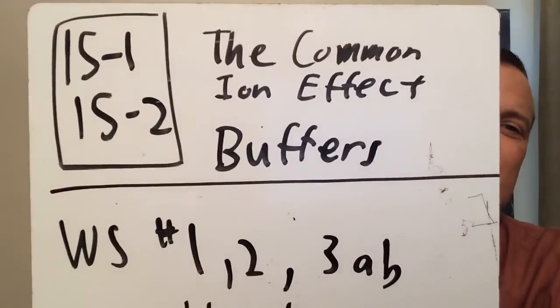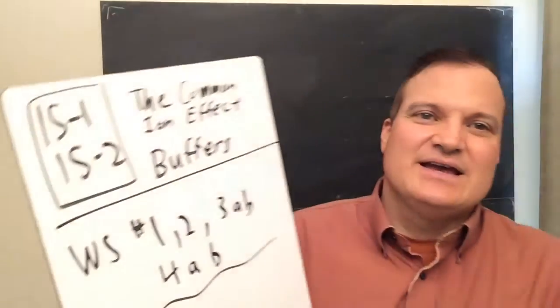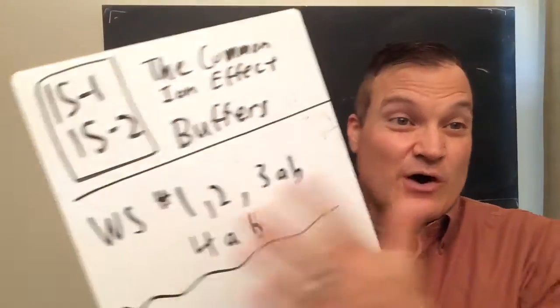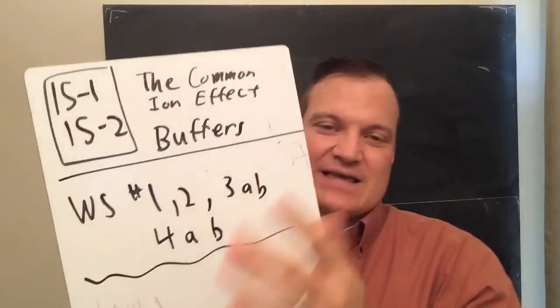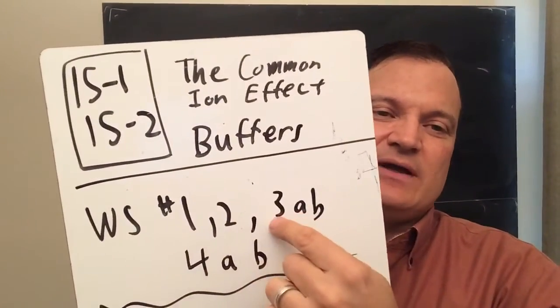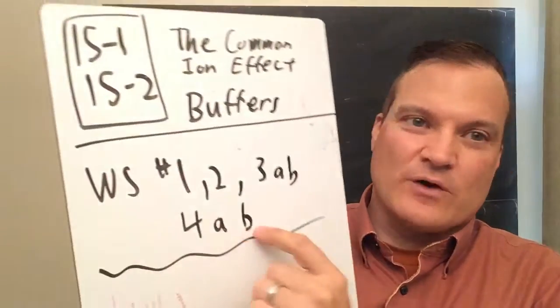15.1 and 15.2, the common ion effect in buffers. And for the worksheet, I want you to do all the worksheet that goes with this lesson. Number 1, number 2, number 3, A and B, and number 4, A and B. Now, I'm looking over my notes.